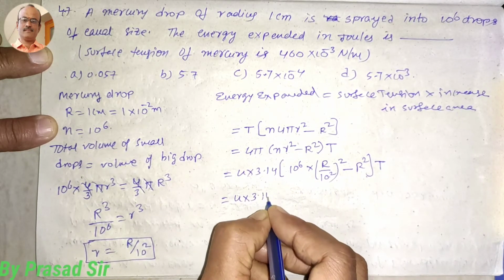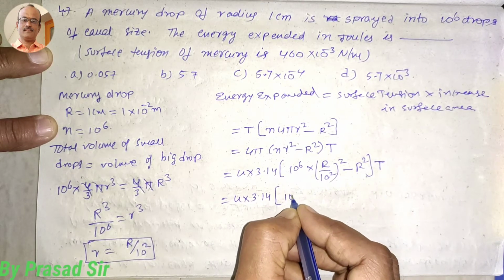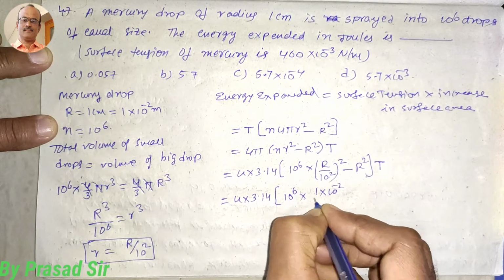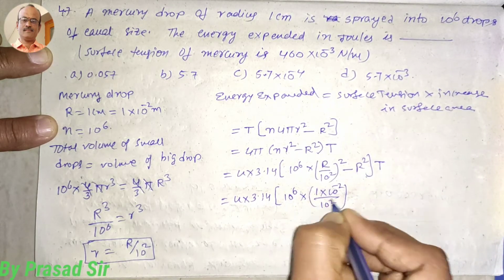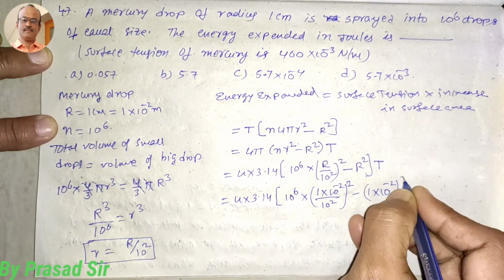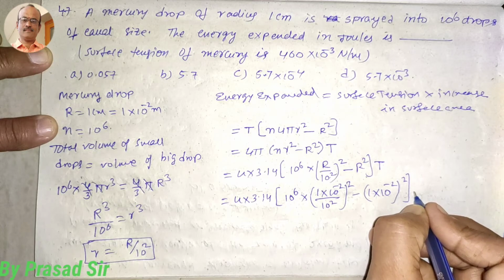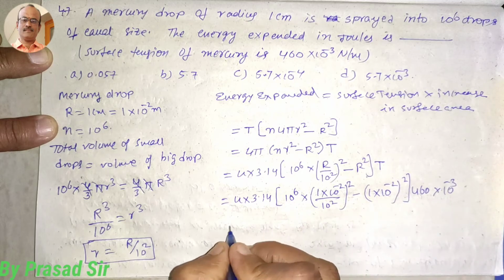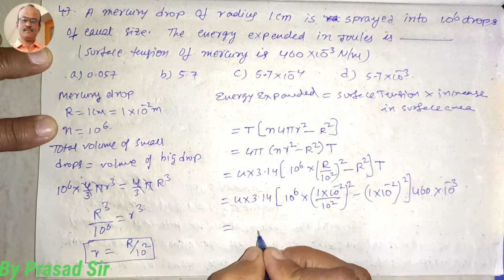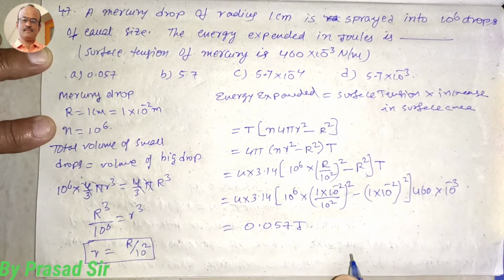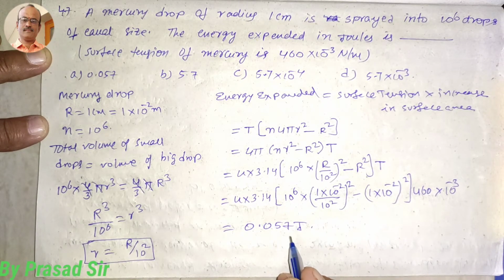Now I will write all the values here. 4 into 3.14 into 10 to the power of 6 into capital R value 1 into 10 to the power of minus 2 into 10 square, whole square, minus 1 into 10 to the power of minus 2 whole square, into surface tension value 460 into 10 to the power of minus 3. By calculating everything, we get the answer 0.057 joules. So option A is correct.